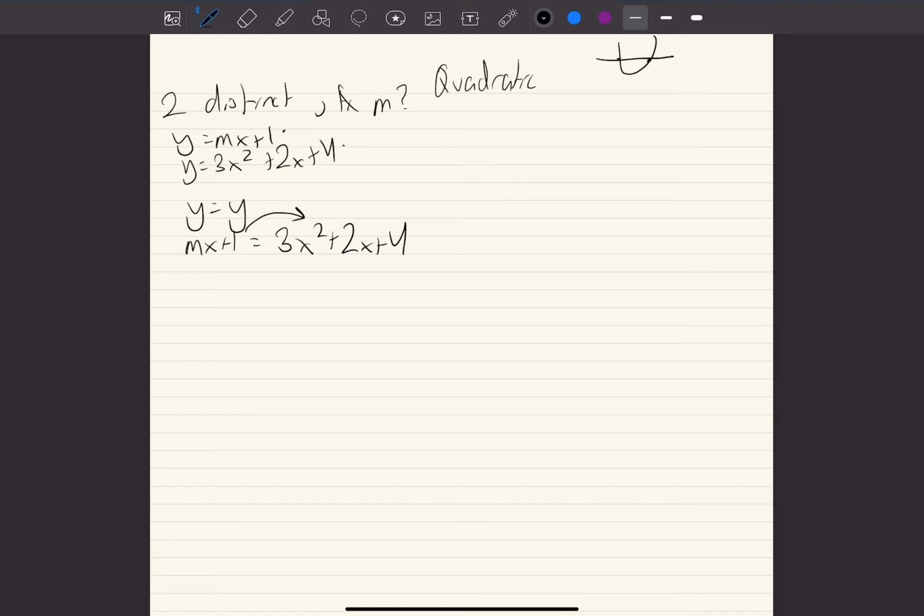We're going to move this entire equation over here. So 0 equals to 3x squared plus 2x minus mx and 4 minus 1. So 0 equals to 3x squared plus 2x minus mx plus 3.